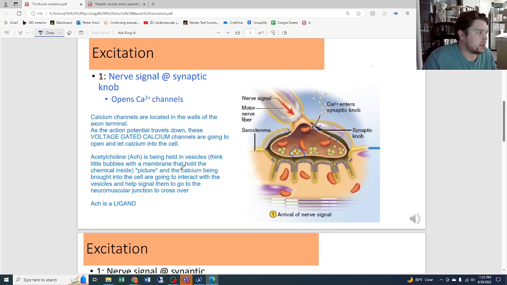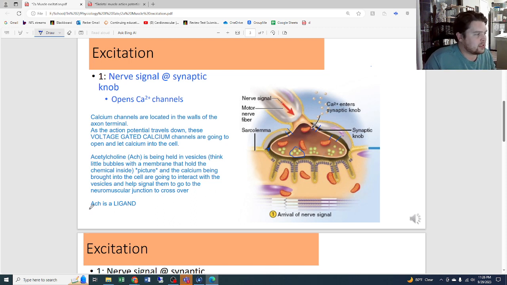So the calcium that gets brought into the cell from those voltage-gated calcium channels is going to interact with the vesicles, okay? And it's going to cause a reaction where the vesicles actually migrate down to the very bottom of this axon terminal, and it's going to help signal them to start to cross over and head towards that neuromuscular junction, and in this area it's called the synaptic cleft.